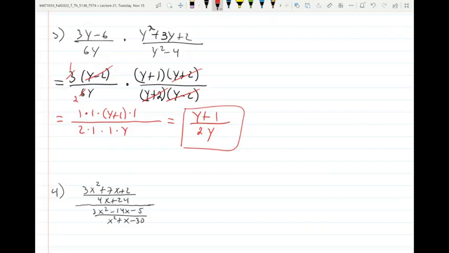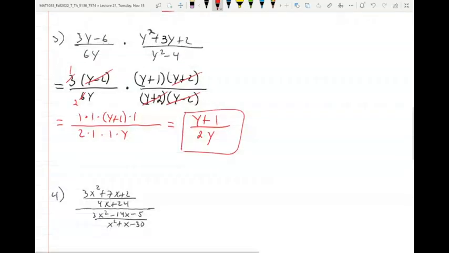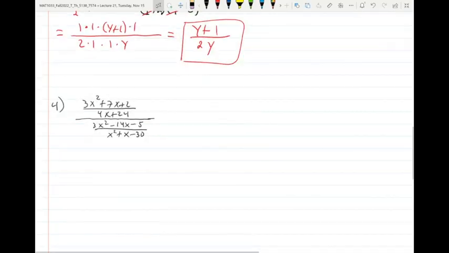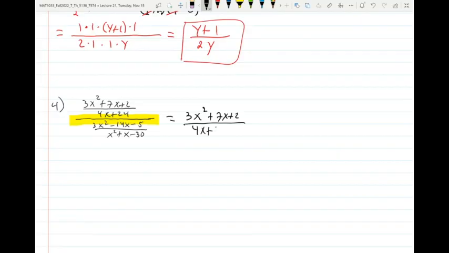All right, and then let's do number 4. Are there any questions about 3? Okay, so number 4, remember that big fraction, that's just a division, okay? So this right here is the same thing as the division symbol. So the first step is keep the first one as it is. Write a product instead of a division, and then flip the second one.